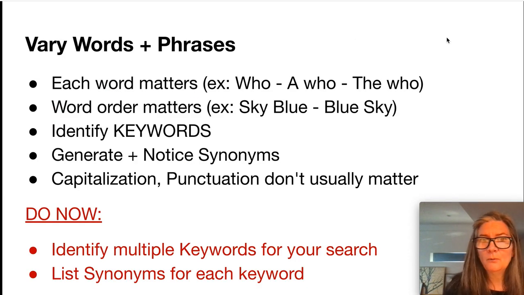Talking about words and phrases, when we're using Google, the words matter. Each of the words matter because that's just how smart Google is. If we search for who, a who, or the who, we're going to get different things. We're going to get a picture book. We're going to get a rock and roll band for the Who, and who might be the World Health Organization.